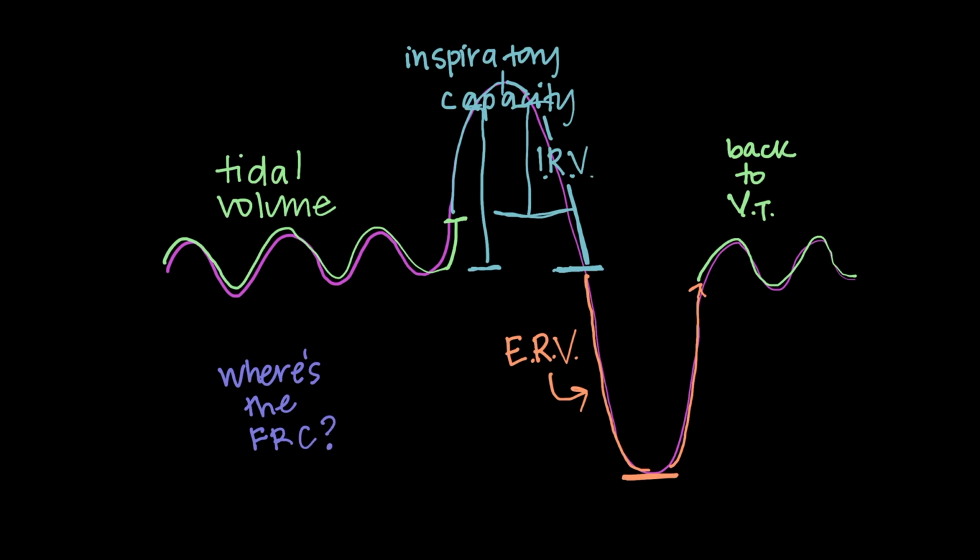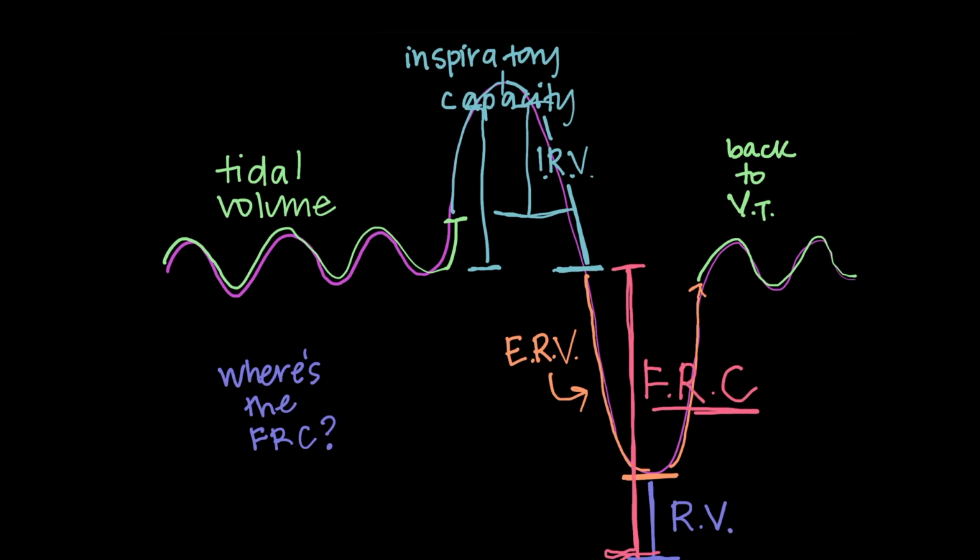So then what is this FRC, the functional residual capacity that we always talk about? So that actually includes some air that you just cannot blow out, and that's below the ERV, and that is called the residual volume. And those two things together, the expiratory reserve volume plus the residual volume, is what is going to make up the FRC.